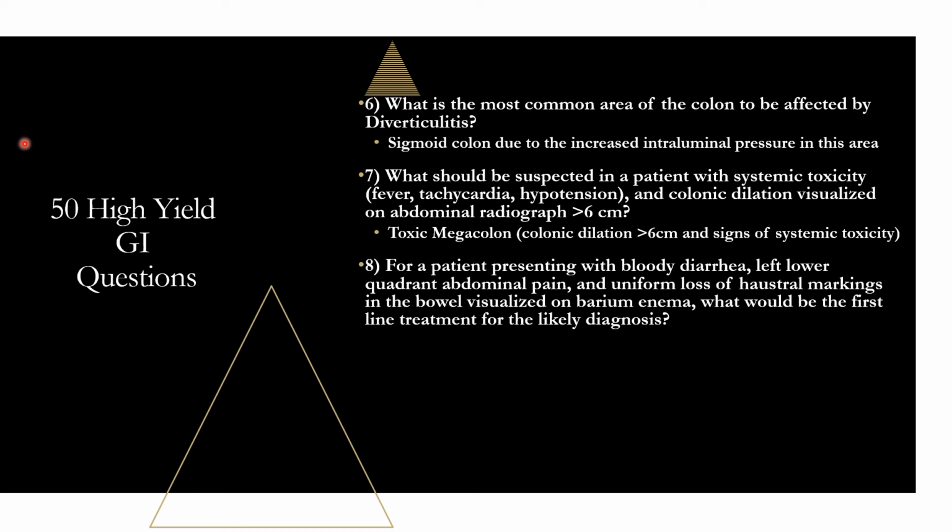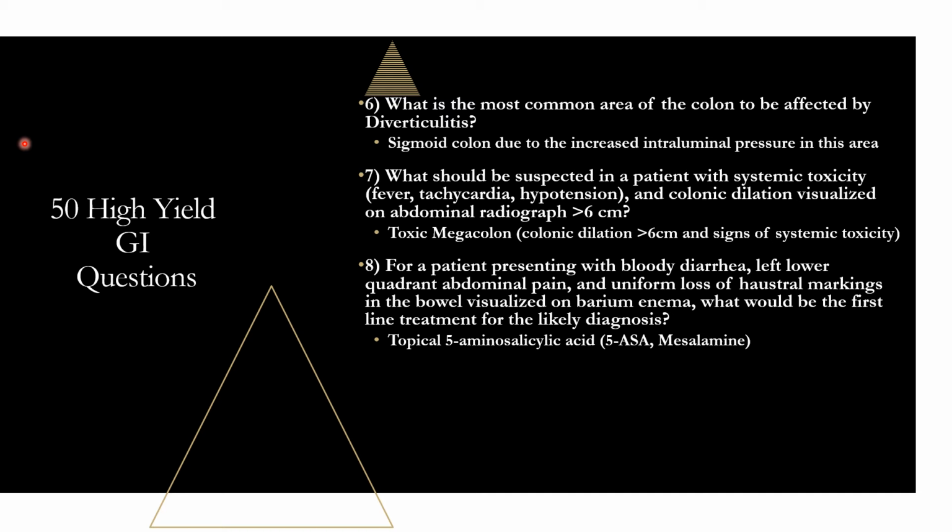Question 8, for a patient presenting with bloody diarrhea, left lower quadrant abdominal pain, and a uniform loss of haustral markings in the bowel visualized on barium enema, what should be the first line treatment for the likely diagnosis? So they have bloody diarrhea, left lower quadrant abdominal pain, and a loss of haustral markings on barium enema in the bowel. What should you be thinking here? Well, the treatment is going to be topical 5-aminosalicylic acid, like 5-ASAs. Mesalamine is going to be the most commonly used, and the diagnosis is going to be ulcerative colitis.